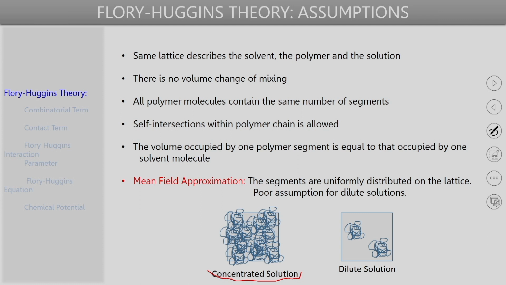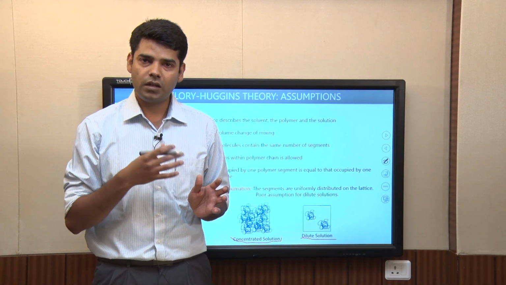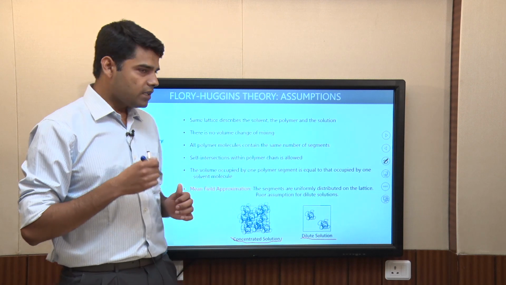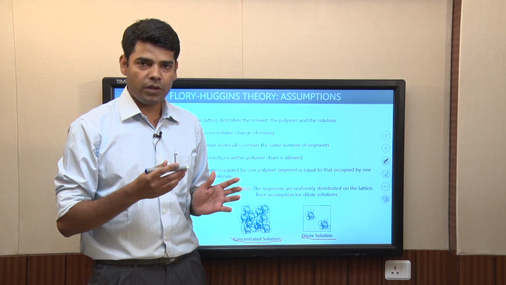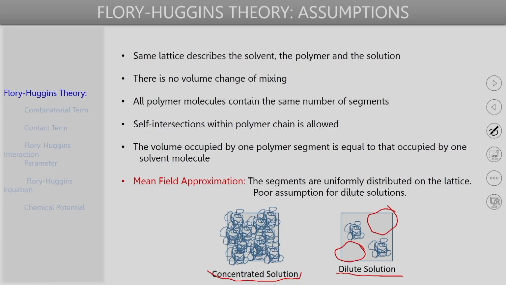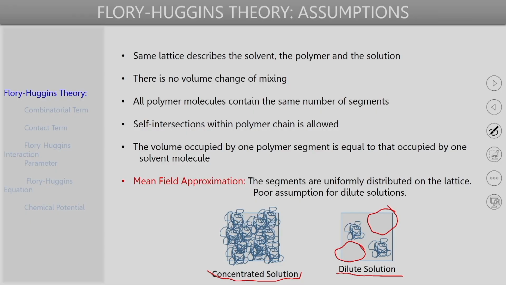Whereas, if we look at the dilute solution case, here we have polymer chains which are isolated and well separated from each other. In the solution we have polymer chains occupying certain volumes, but much of the volume of the solution is occupied by solvent molecules. So assuming that the polymer segments are uniformly distributed throughout is a poor assumption, because if we consider these regions of volume here, there are no polymer molecules present, so no polymer segments are present either. So the mean field approximation is not a very good assumption for a dilute solution.